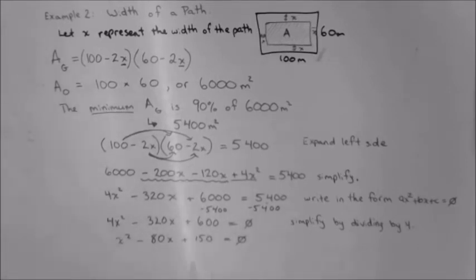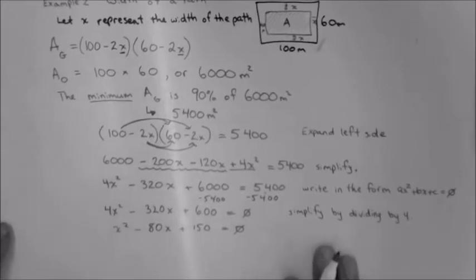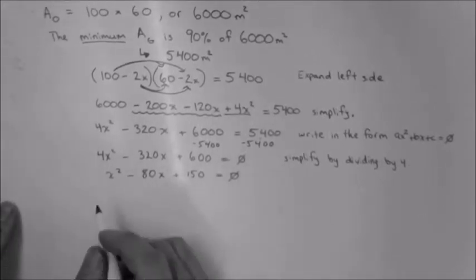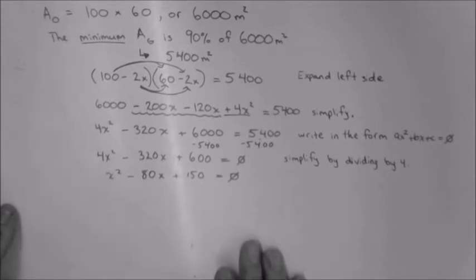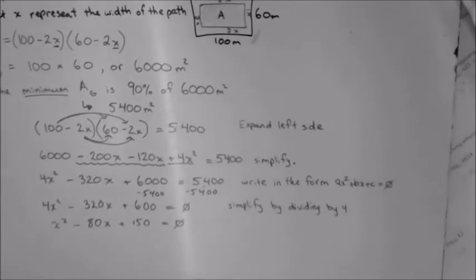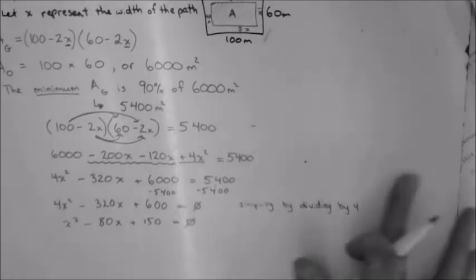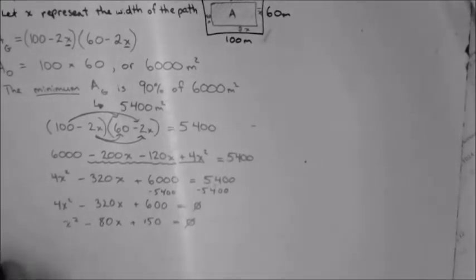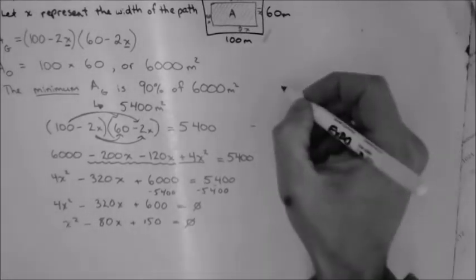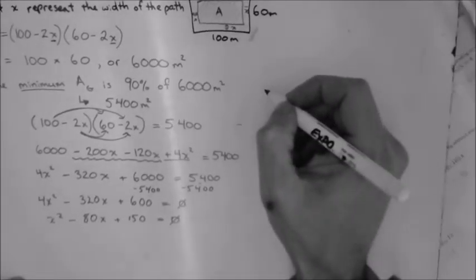Now I could be looking for two numbers that multiply to 150, add to negative 80. I would go through my list of factors of 150, and I would figure out that none of them add to negative 80, which means I need to use quadratic formula. I'm going to make some room off to the side. I'm going to just erase what I have here and do my quadratic formula work off to the side here.